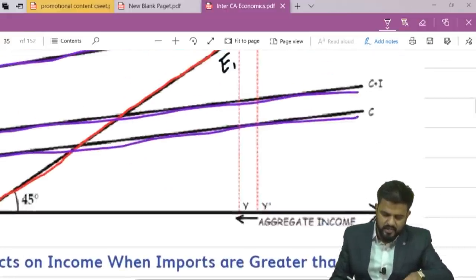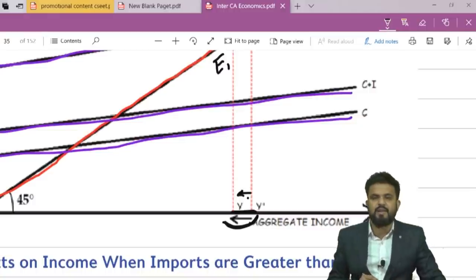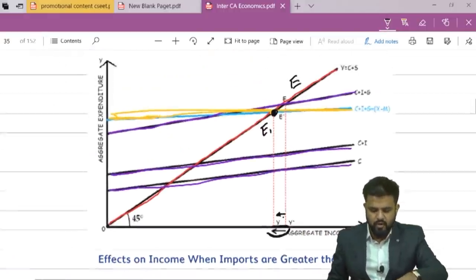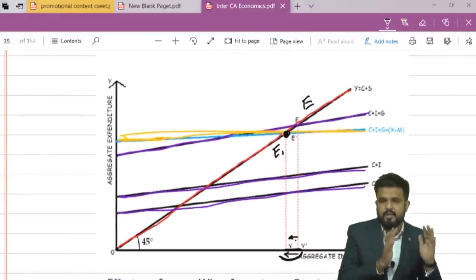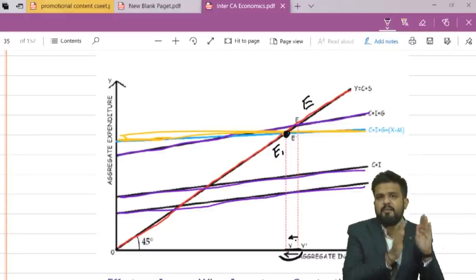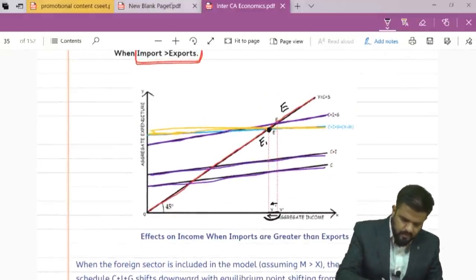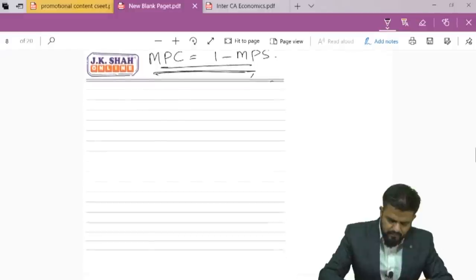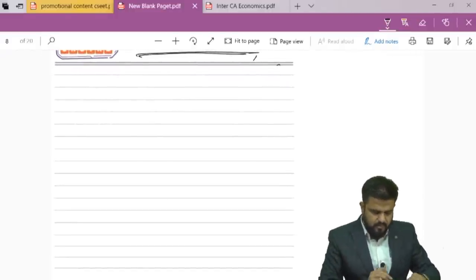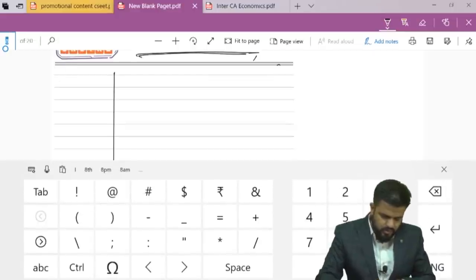So country's national income was initially OY, now it has reduced and it has become OY1. So we have gone backwards, national income has reduced. This diagram you will draw only when they mention imports are more than exports. Then only you will touch the diagram. So basically, if I give you the rough idea, this is the pattern you will follow, students.